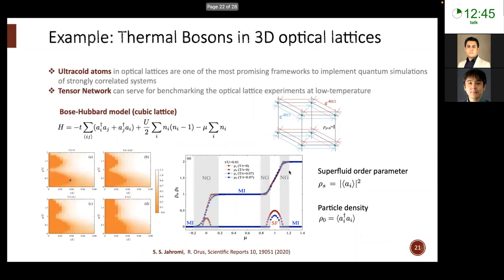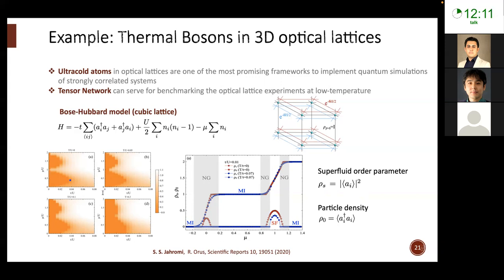So now I'm going to show you some benchmark results for some of the simulations and the problems that we studied in the past couple of years. So this is the application of the GraphPEPS, GPEPs algorithm for thermal bosons in 3D lattices. We applied the thermal GPEPs algorithm to the Bose-Hubbard model on the cubic lattice and also on the pyrochlore lattice.